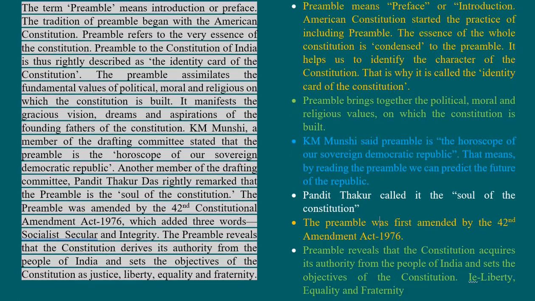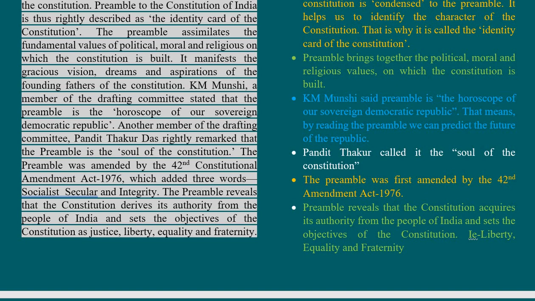Okay. Preamble was first amended by the 42nd Amendment Act 1976. Preamble reveals that the Constitution acquires its authority from the people of India. You know that India is a democratic country. In a democratic country, the Constitution acquires its authority from the people of India. People are given more importance. So the Constitution acquires its authority from the people of India and sets the objectives of the Constitution. What are the objectives of the Constitution? That is liberty, equality, and fraternity. Freedom, equality, fraternity means brotherhood.